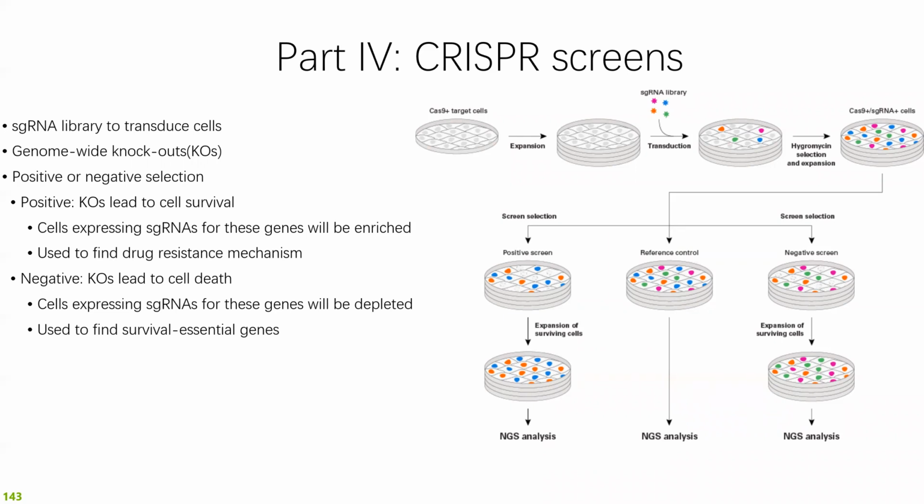And for negative selection, knockout of genes will lead to cell death. That means cells expressing sgRNAs for these genes will actually be depleted. And clearly this can be used to find survival-essential genes. If it is knocked out, the cell will die. This indicates that these genes may be crucial for cell survival.